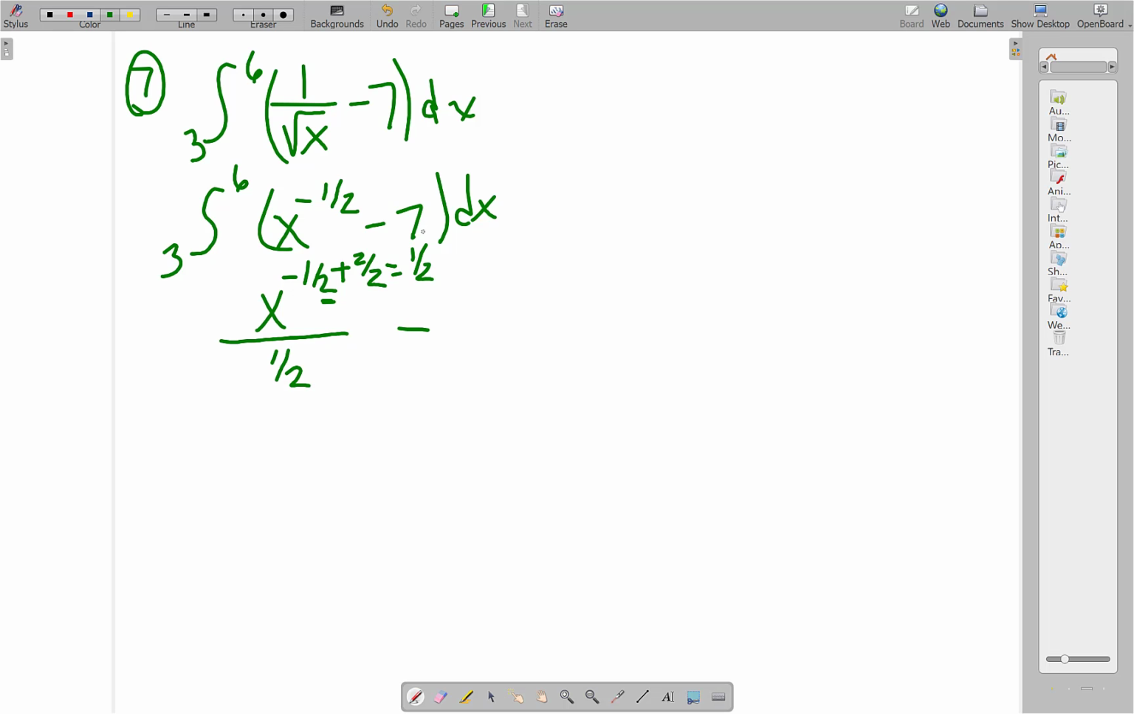Minus 7 becomes 7x. And we have to evaluate this mess between 3 and 6.